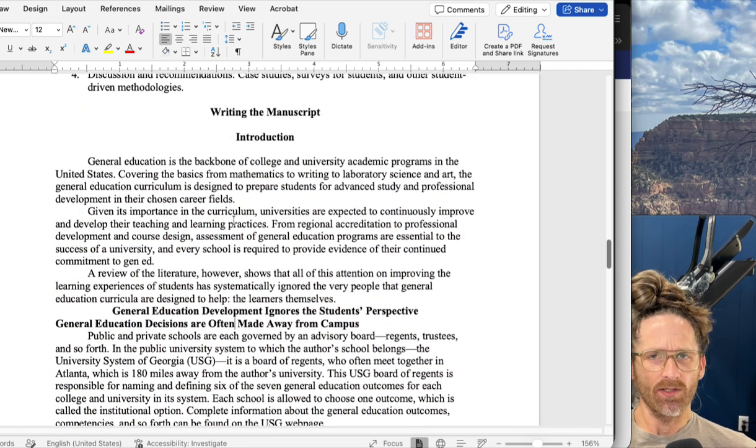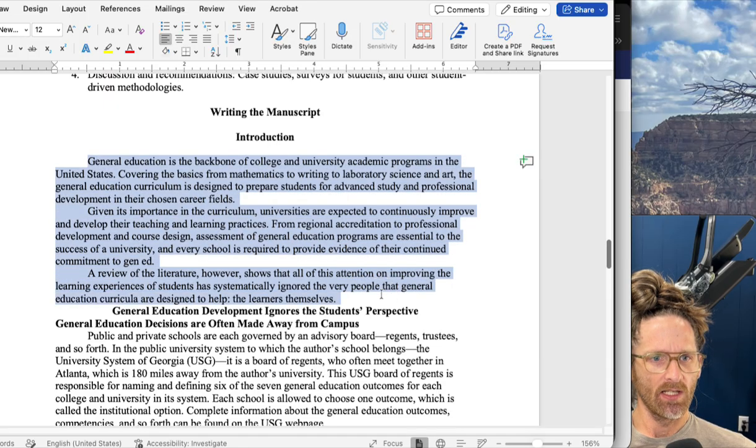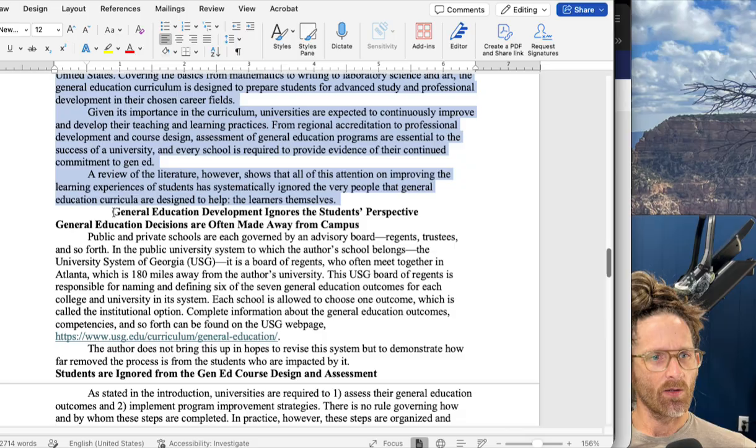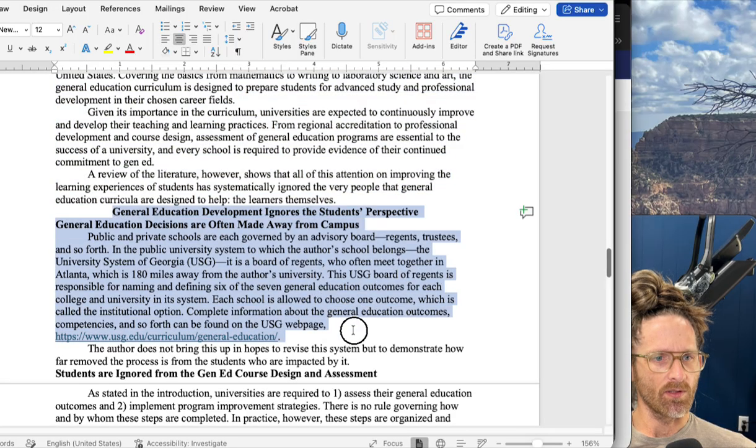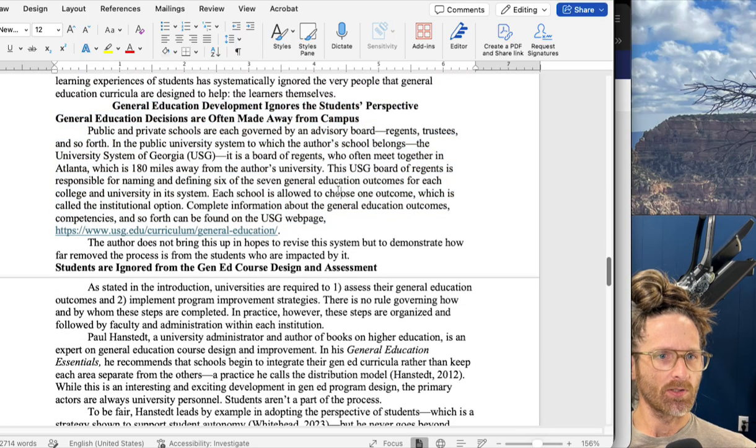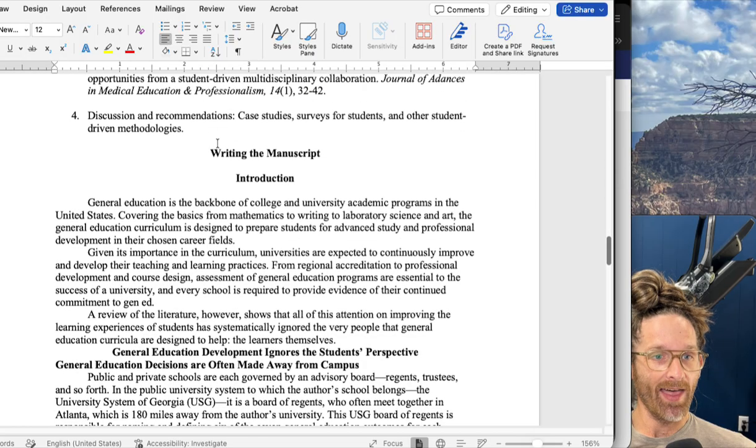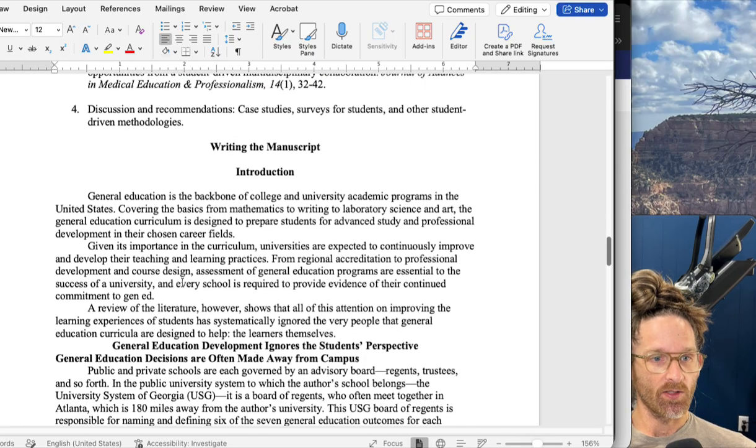But notice, these are all the bullet points that I shared in that earlier outline. The introduction, so here's the problem. I explain what gen ed is and how students are missing. Then I go into detail about missing students. So notice I have headings for everything. So the introduction, that's what's covered there.